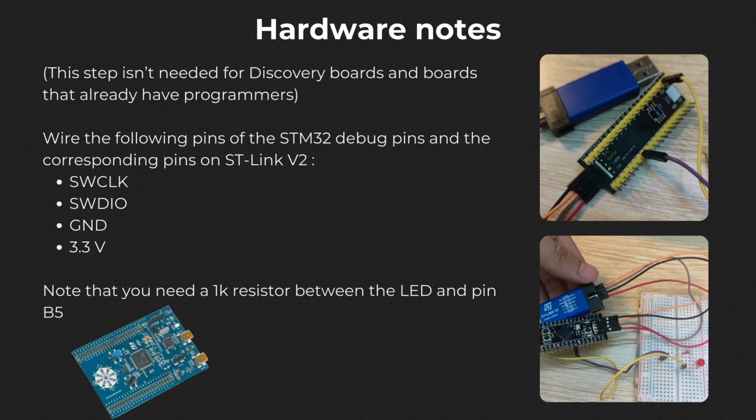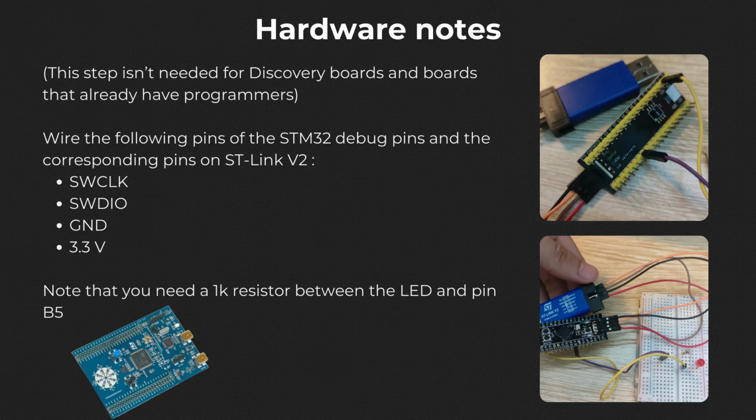Now that you have done the setup, we can start creating our own project. The project today is only about blinking an LED. Before we see how to do so in VS Code, I will make some hardware notes. STM boards like the Discovery don't require an external debugger, but for normal boards like Blue Pill or Black Pill, you need an ST-Link to flash the code.